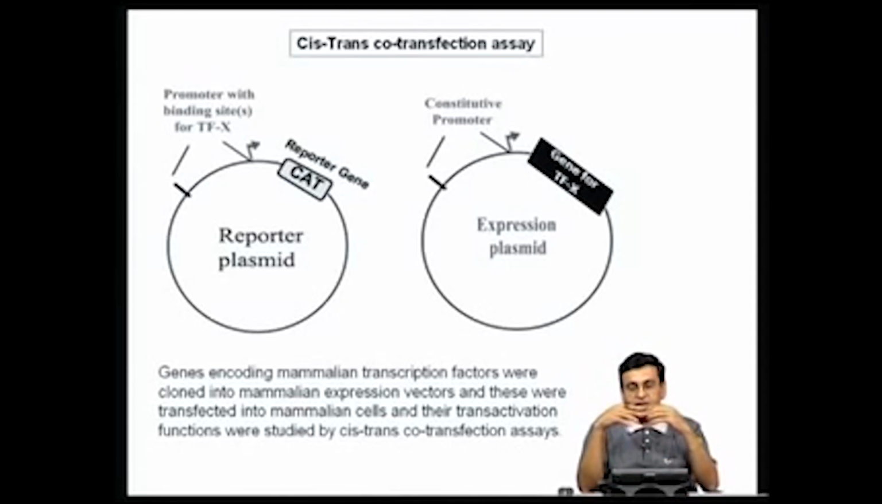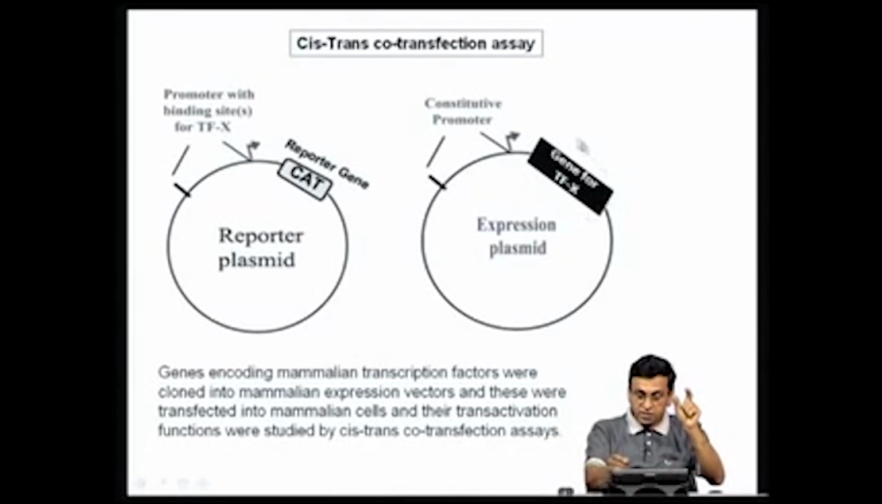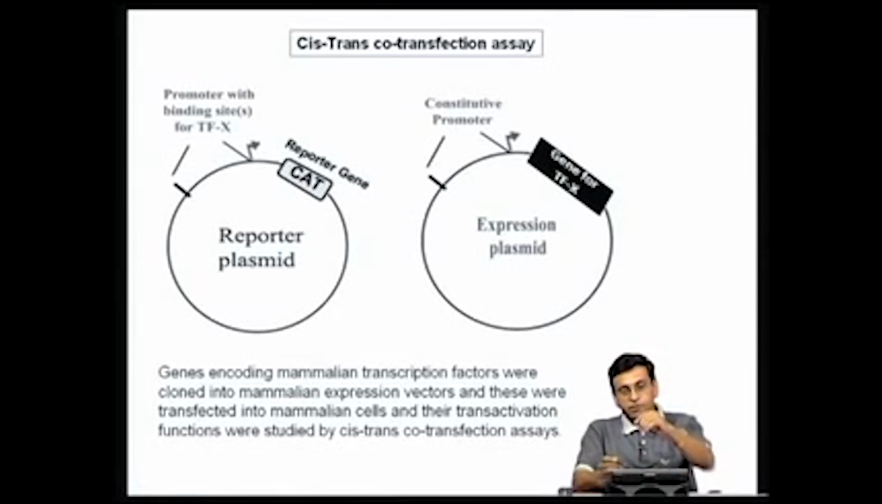Okay. So by studying a number of eukaryotic promoters and eukaryotic genes, over the years people have identified a number of inducible promoters, a number of constitutive promoters. So you take the gene coding for your particular transcription factor, you clone it in front of a constitutive promoter, and you also take the promoter region which you suspect is the binding site for this particular transcription factor and clone that in front of a reporter gene, which we have discussed earlier. Now you mix both these plasmids and transfer them into eukaryotic cells of your choice. So this is called a cis plasmid, this is called a trans plasmid. That's why this assay is called a cis trans co-transfection assay. So two plasmids are transfected simultaneously.